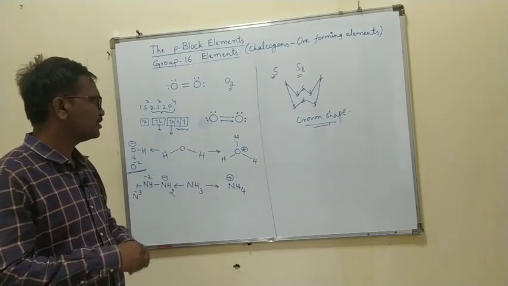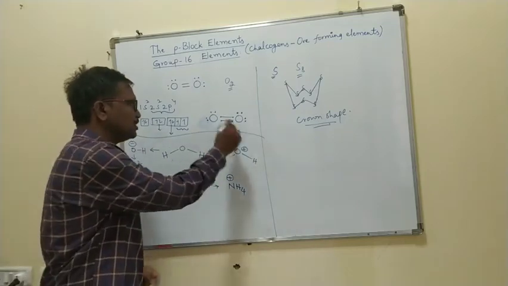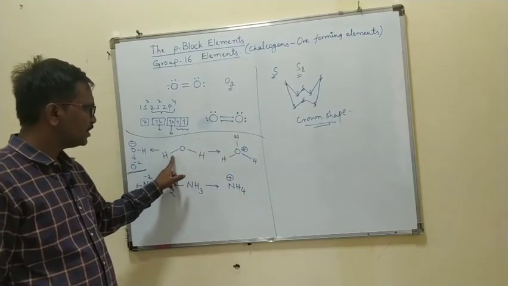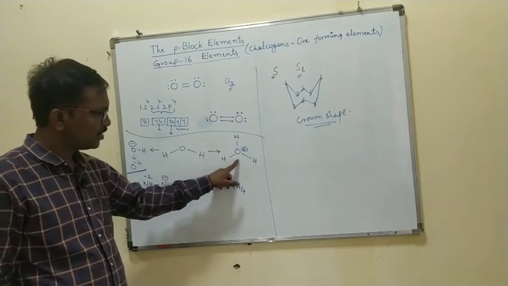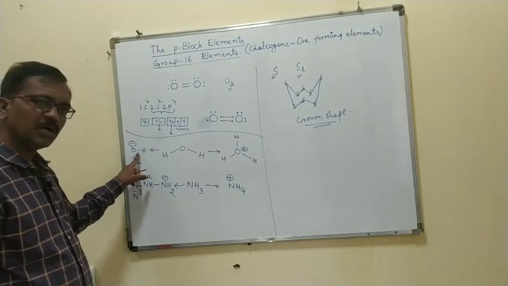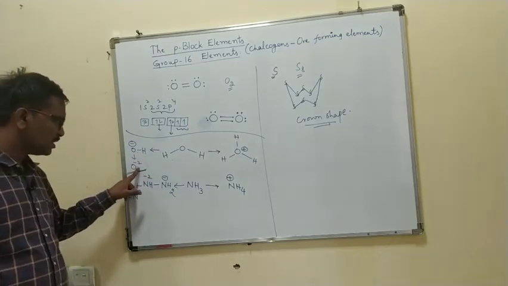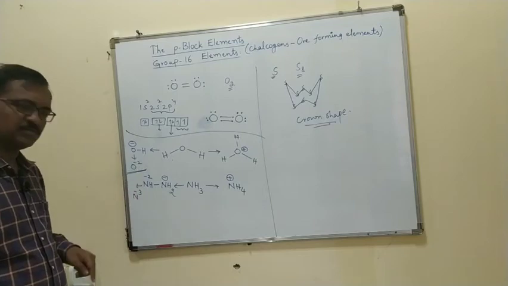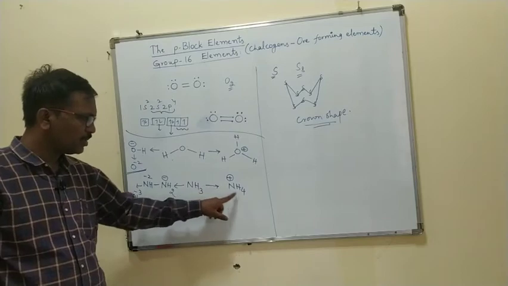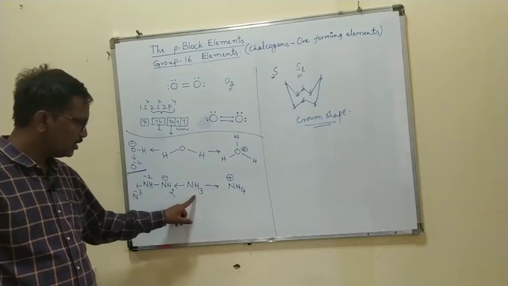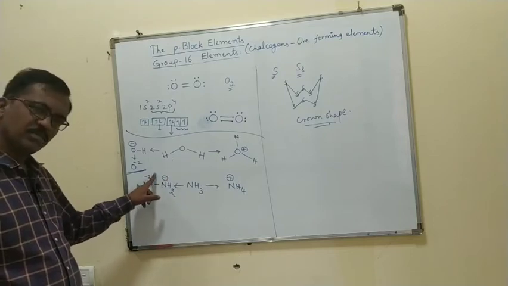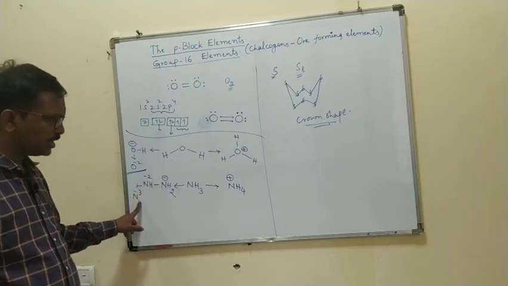I told you in the last class that oxygen has two lone pairs. If oxygen has two bonds, there is no charge. If oxygen has three bonds, positive charge. If oxygen has only one bond, minus charge. If there are no bonds, O minus 2. Just like ammonia: nitrogen has three bonds. If it has four bonds, it will be positive. If two bonds, negative. If one bond, minus 2. If no bonds, minus 3.